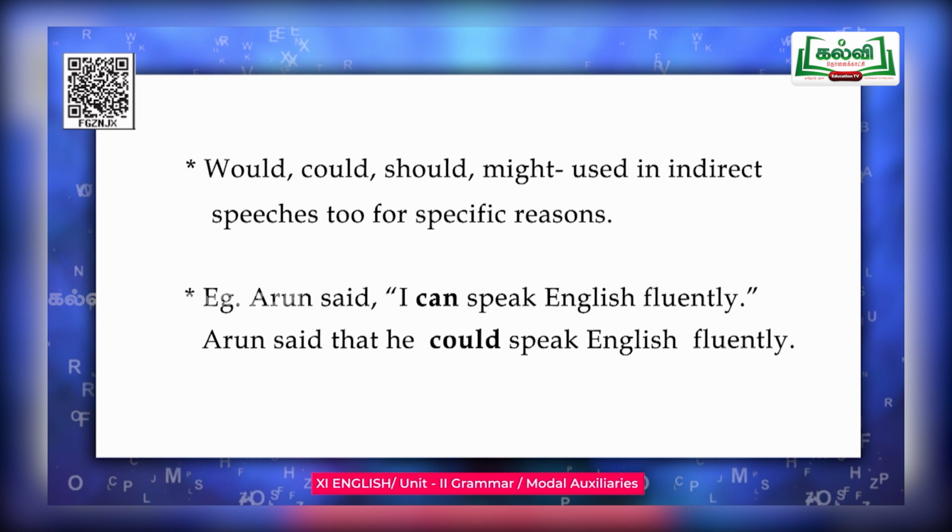Arun said, I can speak English fluently. In this sentence, the word can in the direct speech has to be transformed into could in indirect speech. So the answer is, Arun said that he could speak English fluently. That's the right answer.